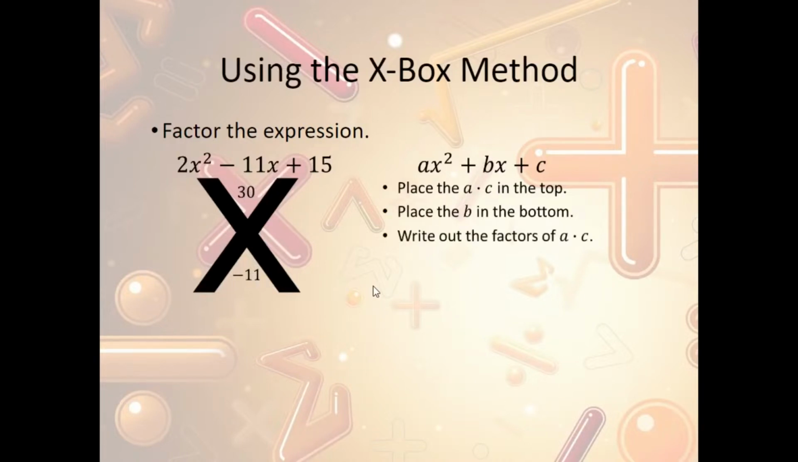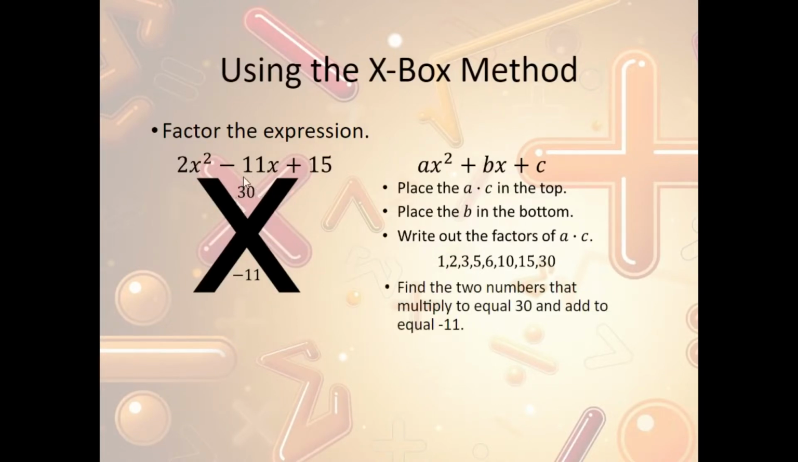So we write out the factors of 30, and we get 1, 2, 3, 5, 6, 10, 15, and 30. Well, we know that 30 is positive, so then we need to have two numbers that are both the same sign, which add to get negative 11. Well, 5 and 6 gives us 11, so if they're both negative, that would give us negative 11. So this would be negative 5 and negative 6. So we go ahead and place that there.